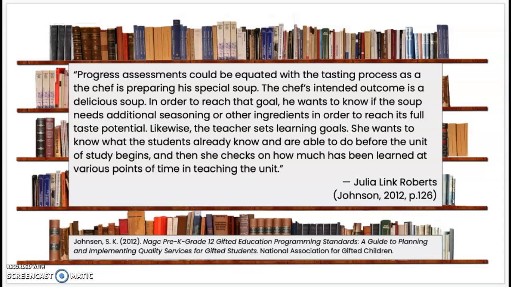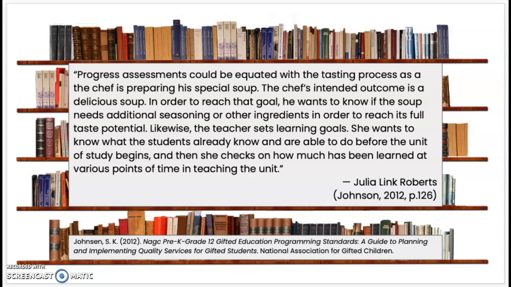So the course connection that really inspired me in this unit comes from one of our readings that we had while we were talking about assessments. I think it was in session 3. I really liked this analogy that Julia Link Roberts brought up, so I'm going to read it.